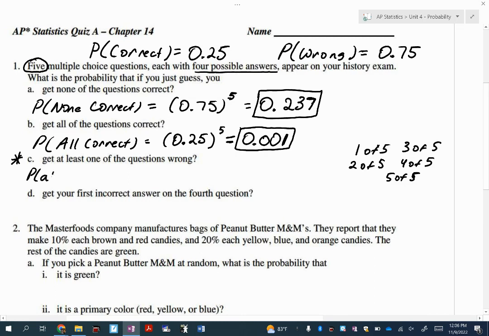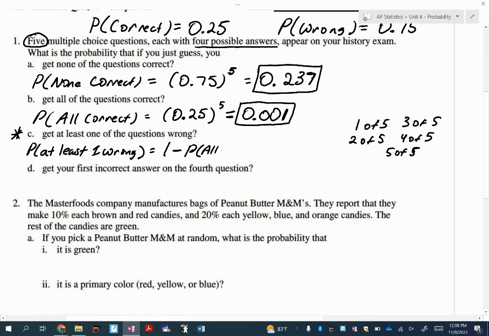So the probability of getting at least one wrong, I'm going to find 1 minus the probability of getting none wrong, which would mean all correct, which we actually just found. So 1 minus this 0.001, which would give me 0.999. Essentially, when I write the answer to this, am I expecting to get one wrong? Yes.